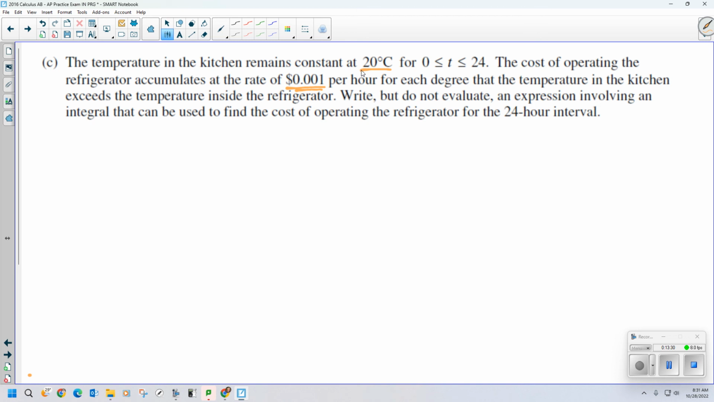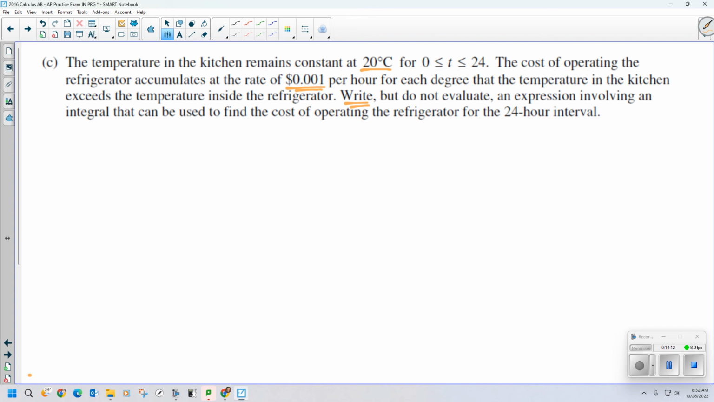All right? So, it costs that 0.001 per hour for each degree that the temperature in the kitchen exceeds the temperature inside the refrigerator. Okay. All right, here we go. I like the fact that we have to write an expression without evaluating it. We don't have a calculator, which means this will be very difficult for us to evaluate, considering this is a free response question without a calculator.